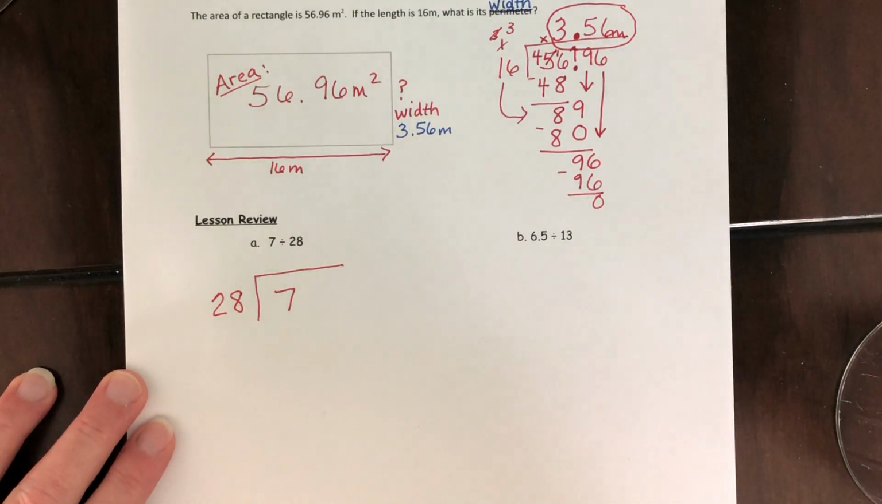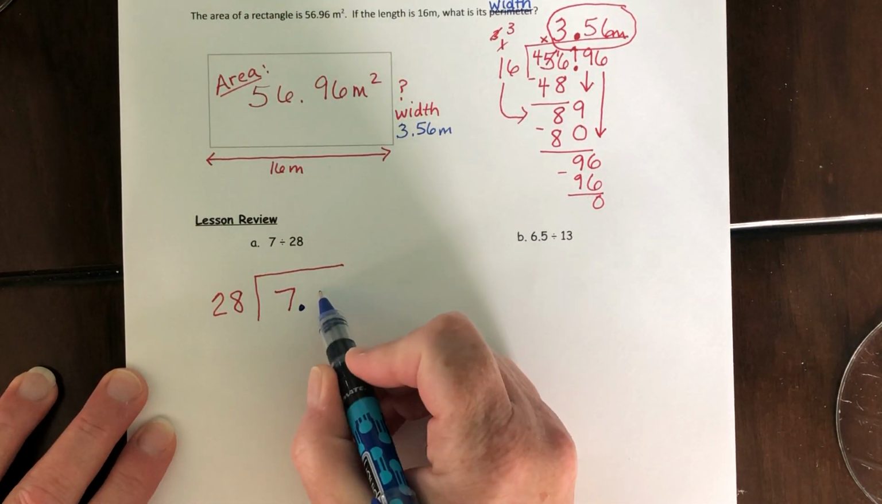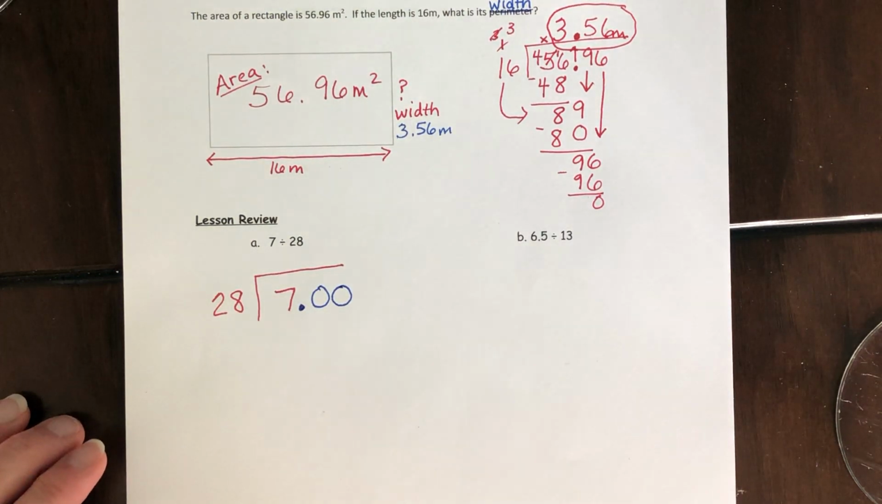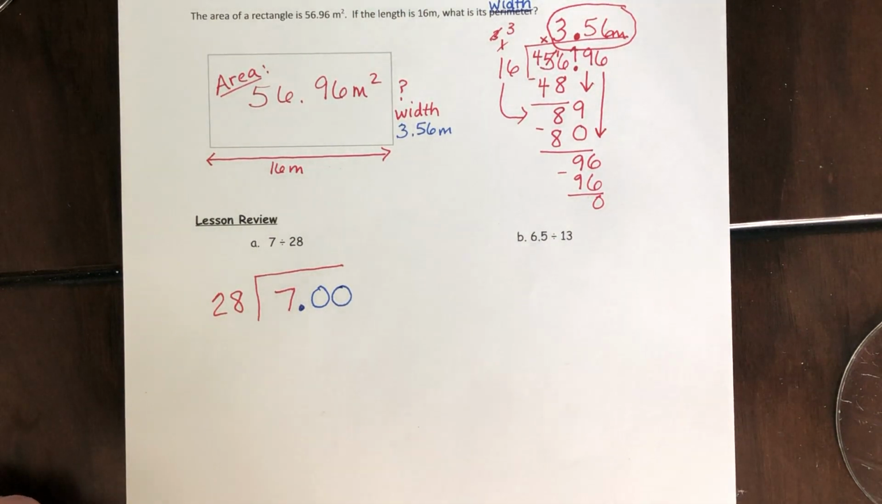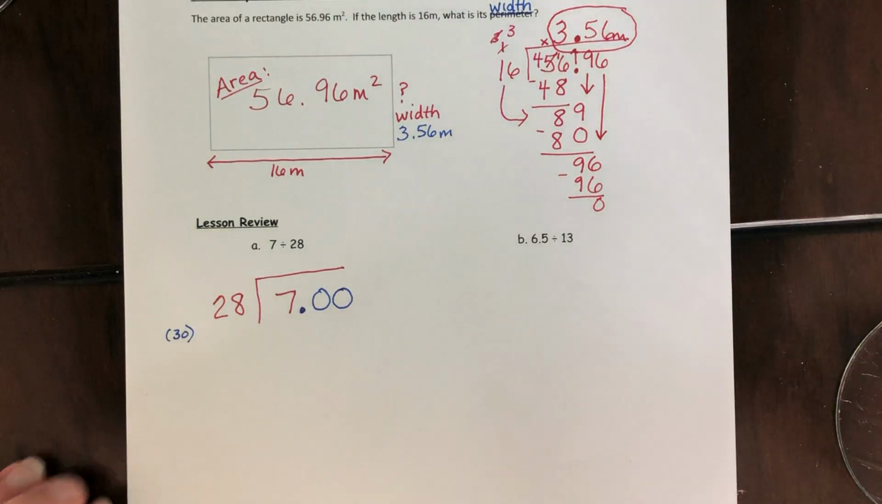28 is too large to divide into 7. So I'm going to add a decimal, and I'm going to add a couple of zeros. The rule of thumb is usually you add about 2 zeros. And I have not changed the value of that 7. Adding a decimal with a couple of zeros, or as many zeros as you want, still makes the value worth 7. So 28, you might need to think about this as 30, just to help you do a little bit of skip counting.